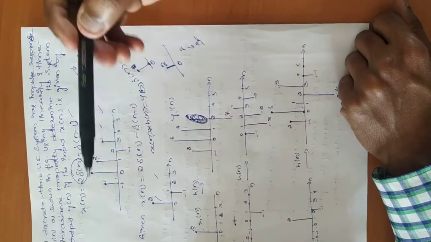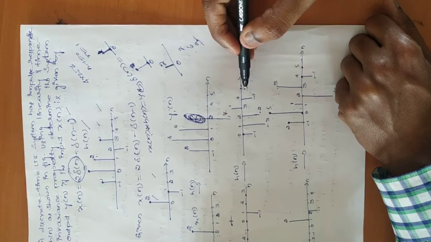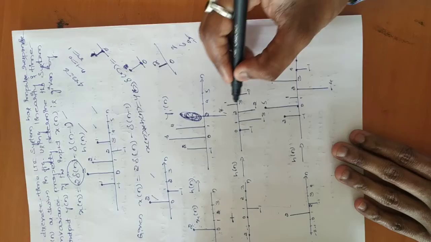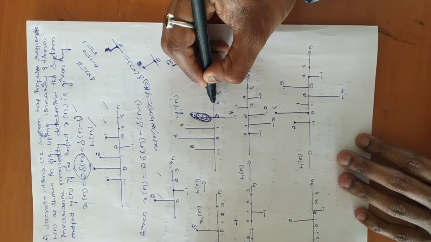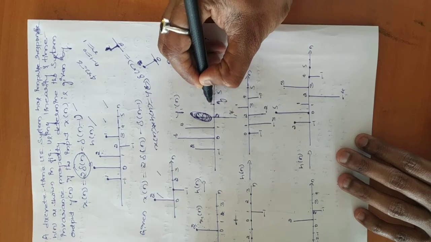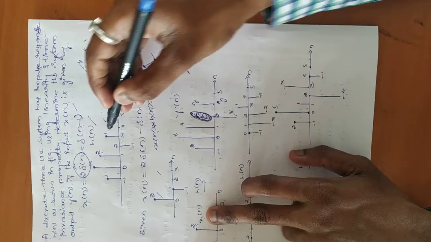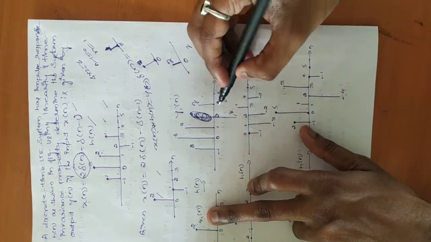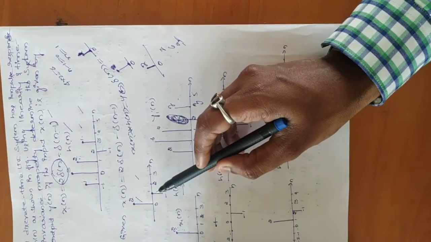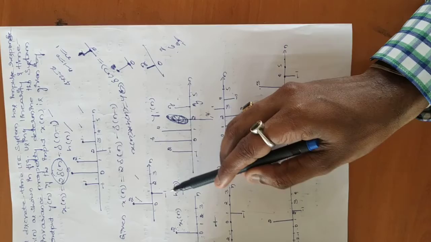And 2 into 1, get 2. At 3, you will get 2. 2 into 1, you get 2. Next one more sample is there, that is at 1, the minus 1 amplitude is minus 1.